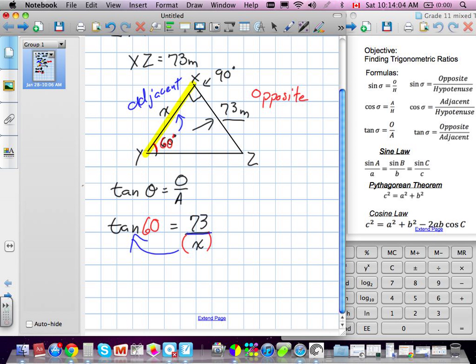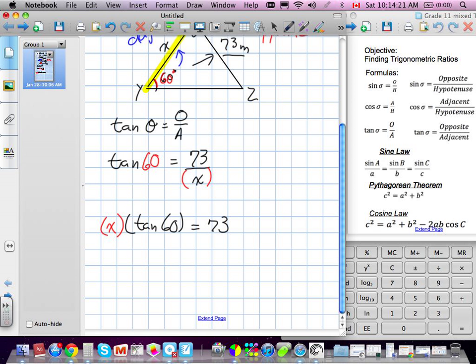So we have x times tangent 60 is equal to 73. Okay? And again, I'm trying to get x by itself. So now I need to move what to the other side? Tan 60. So to move tan 60 to the other side, what operation would I use? Division, because that means multiplication, we're going to have to divide. So we're now going to get x is equal to 73 divided by tan 60, right? So now what we can do from here is plug this into our calculator to solve this question.